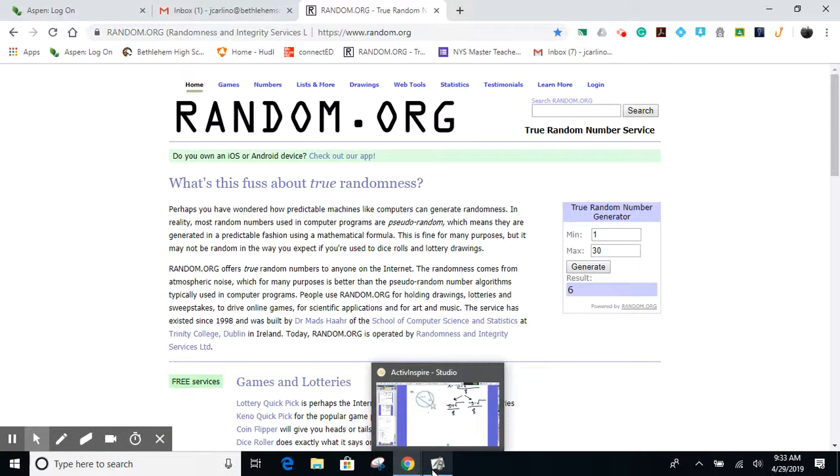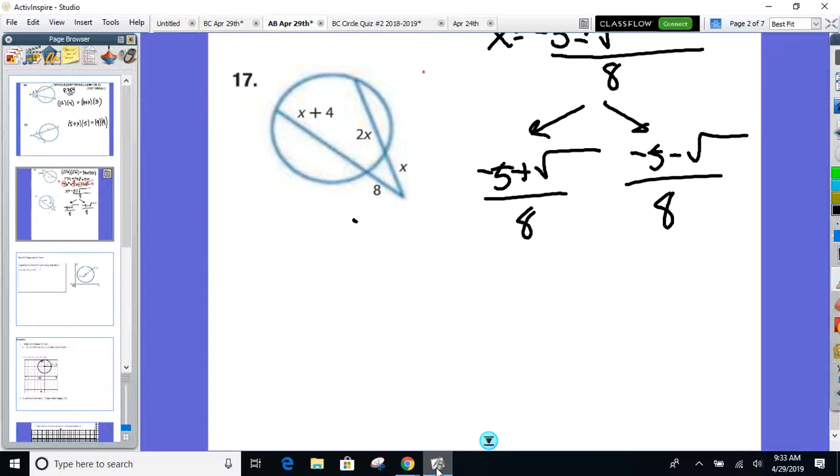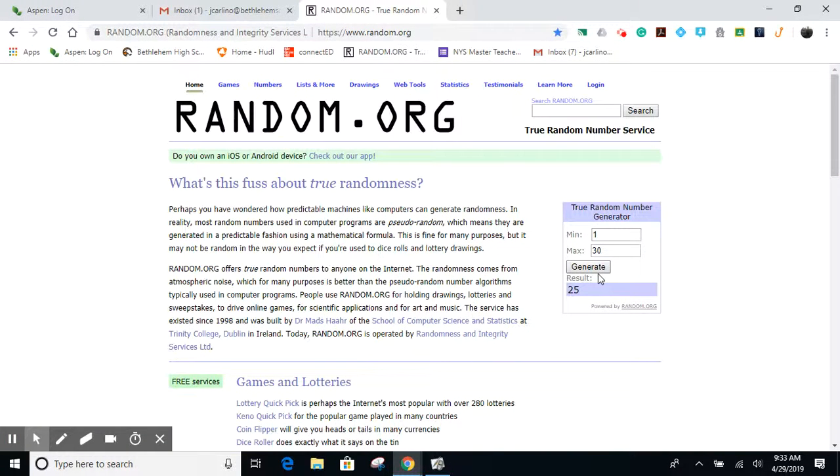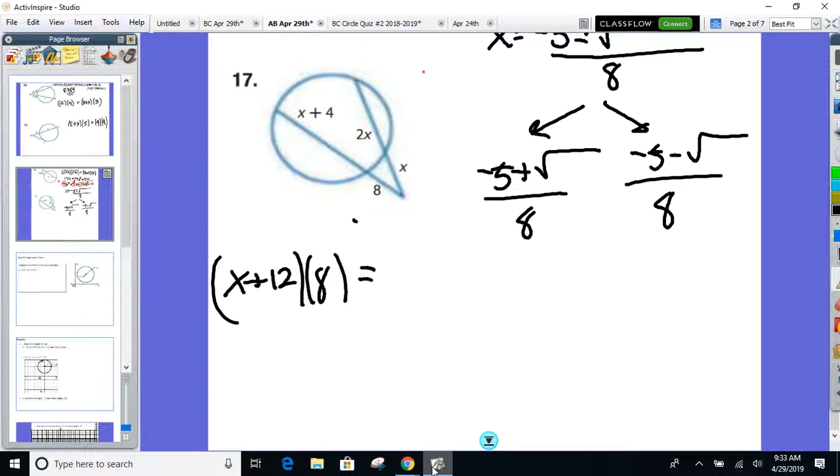Give me a whole something there. X plus, nice, that's that whole secant there. X plus 12. What about its external part? Times 8. Go over to the other side here. What's the other secant length? 3x times its external part. Okay. So you get 3x squared equals 8x plus 96.